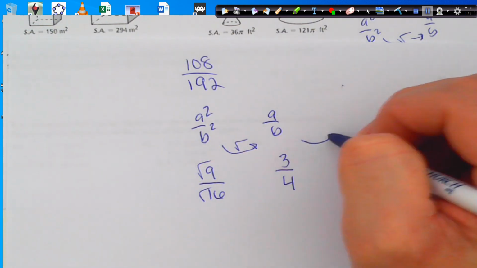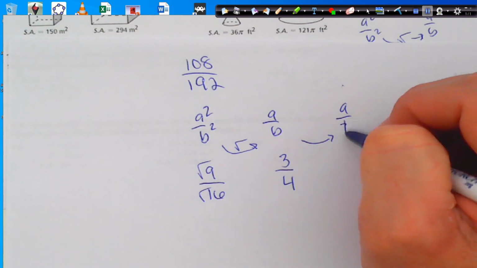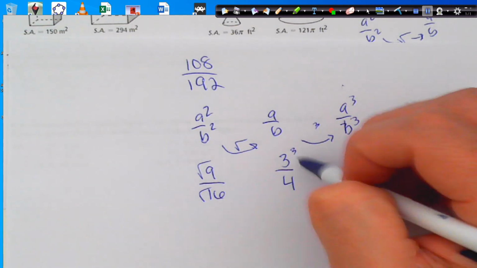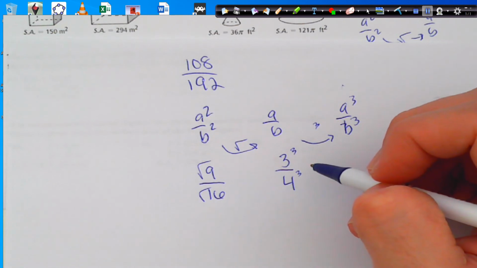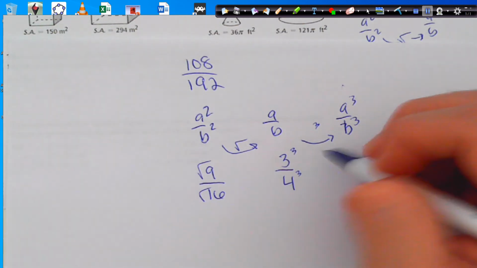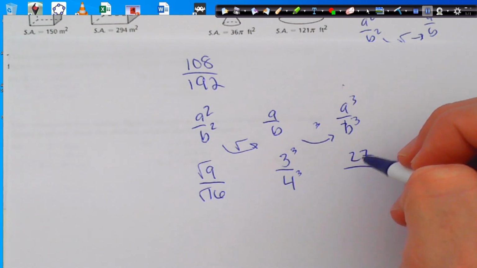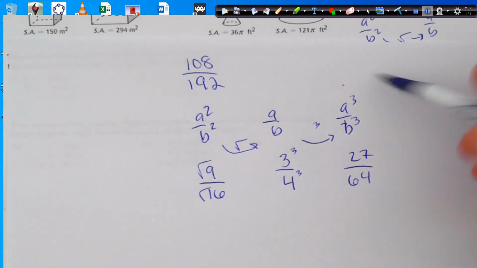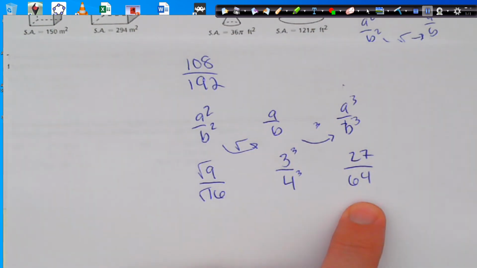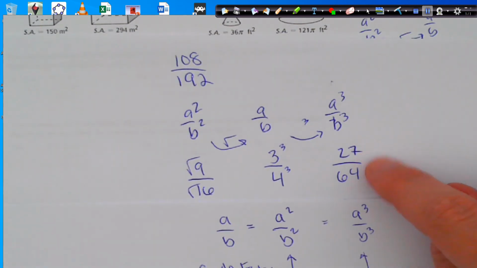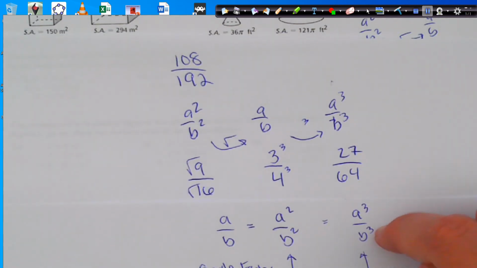And now I want to get to a cubed, b cubed. To do that, I have to cube it. So I'm going to cube these. So 3 cubed and 4 cubed. Alright, so this right here, 27 over 64, is my volume ratio.